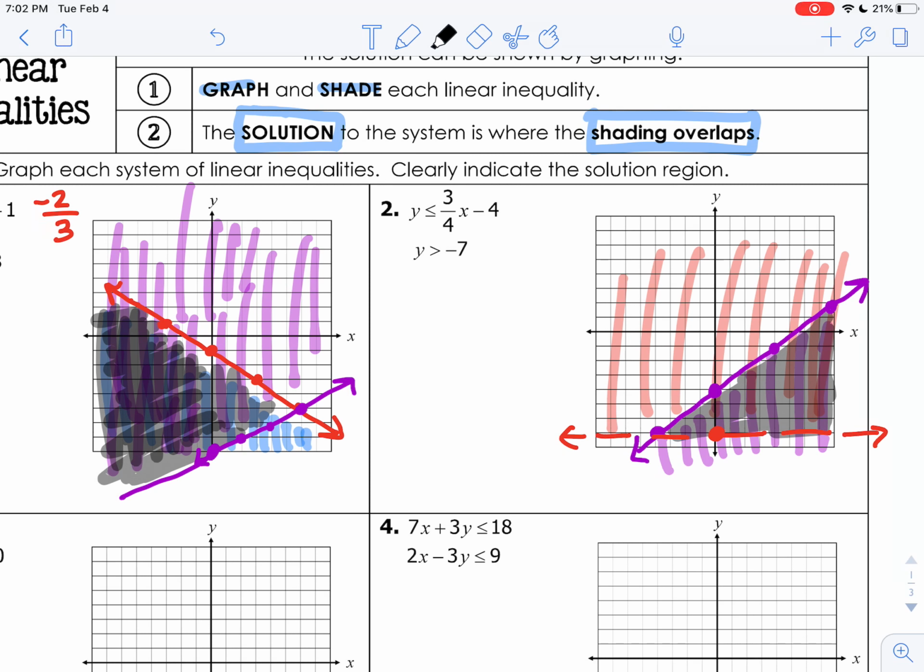And then make sure on your test you make it really obvious. Make the dashed line right there really obvious, and then make the shading really obvious too.